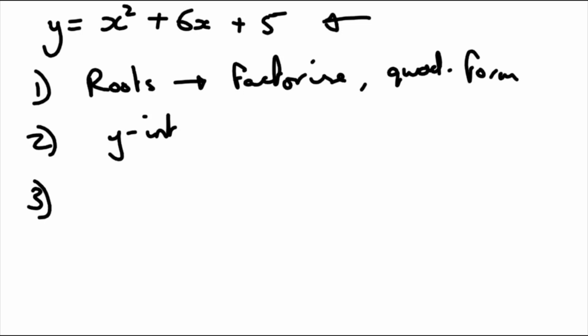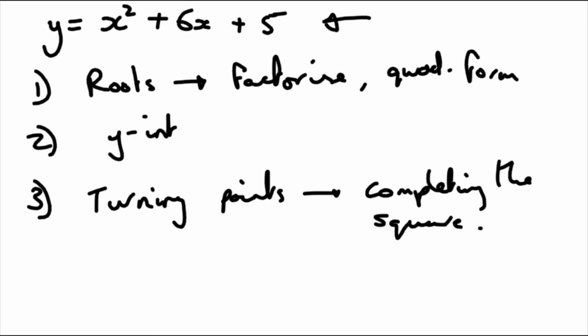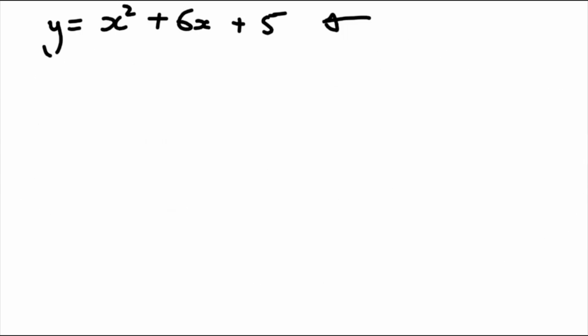The third thing we need is the turning point. The way we're going to get this is by using completing the square. Knowing these three things means that we can roughly sketch out what our graph will look like, which will help us with other things. So, let's start by looking at the roots.